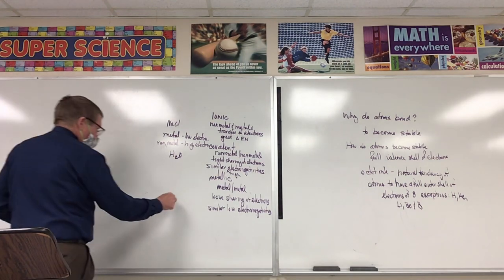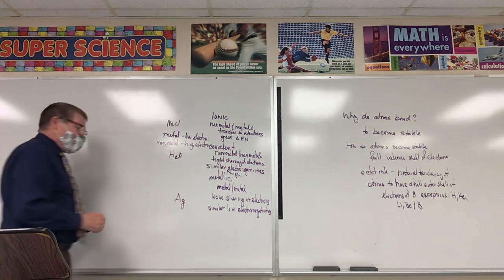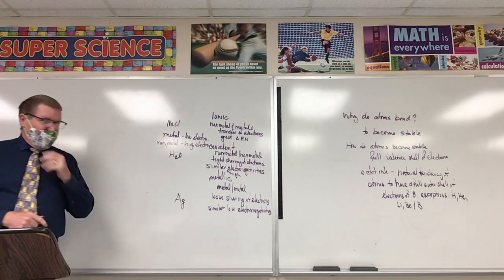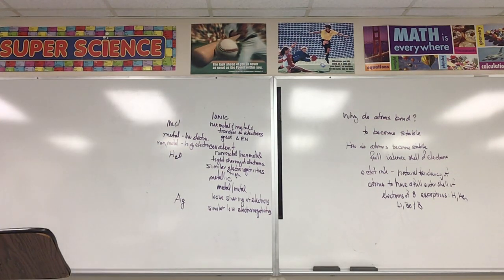So if I have a chunk of silver, a bunch of silver atoms, what type of bonding does it have? Metallic bonding. So you should be able to recognize, if you are given a chemical compound, whether it has ionic, covalent, or metallic bonding. Those are the three types of bonding.